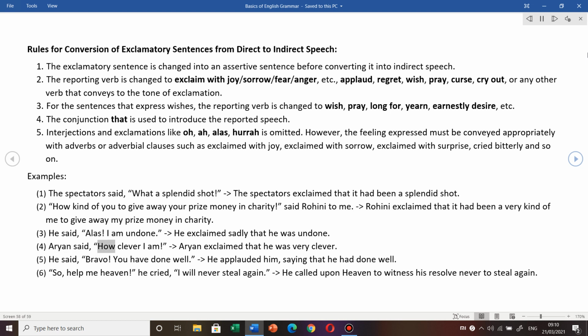Aryan said, "How clever I am." Aryan exclaimed that he was very clever. He said, "Bravo! You have done well." He applauded him, saying that he had done well. "So help me heaven," he cried, "I will never steal again." He called upon heaven to witness his resolve never to steal again.